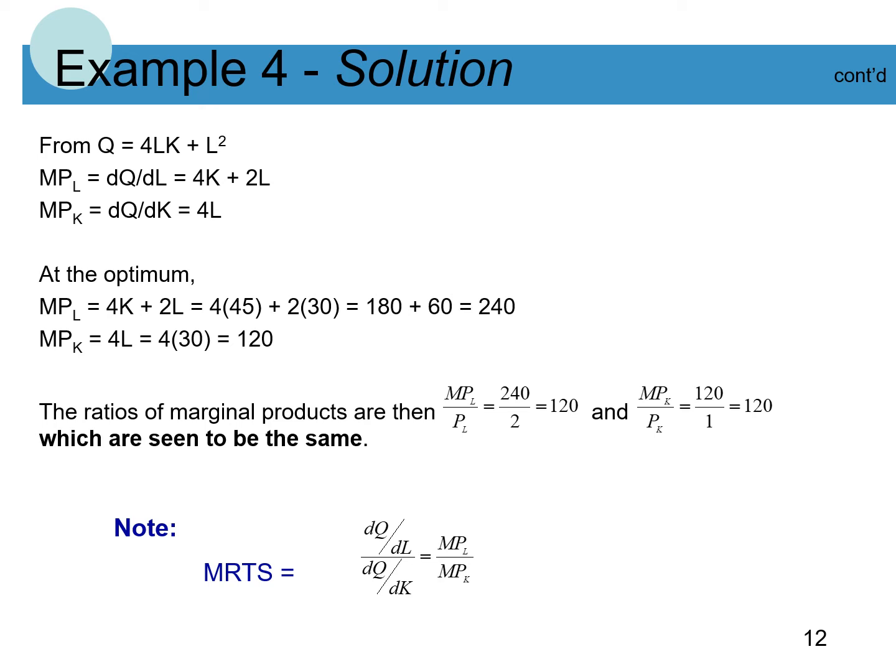Therefore, the ratios of marginal product are then given by MPL over PL, that is 240 divided by 2, that is 120. And then MPK over PK, that is 120 divided by 1 equal to 120. Therefore, this shows that both of the calculations give the same value.